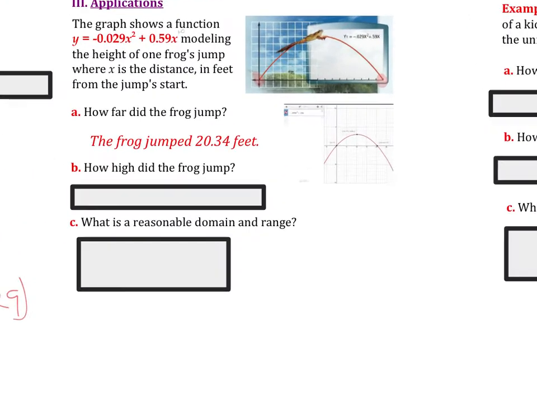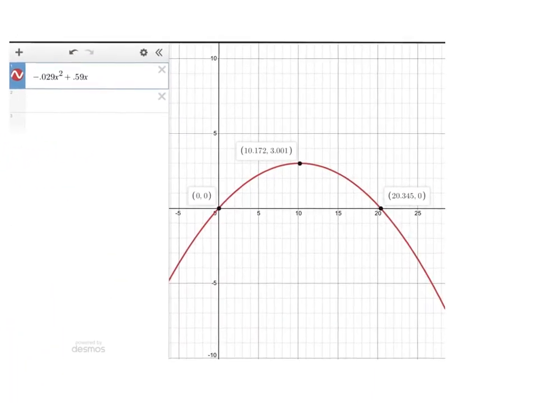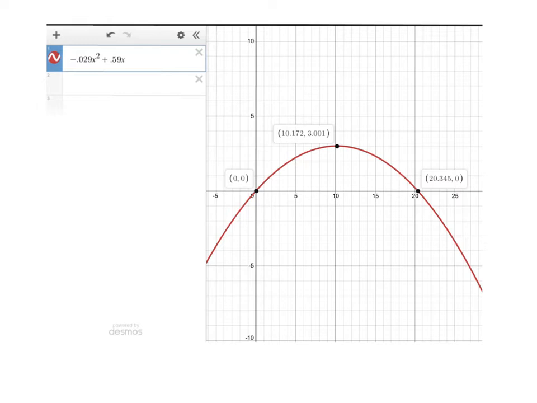Good thing there's technology on our side. We can plug these things into our good old friend Desmos. So here I've got my function plugged in on the left side, and when I do this, I find the critical points, the x-intercept, the vertex, the y-intercept. Now the vertex is going to tell me two things.